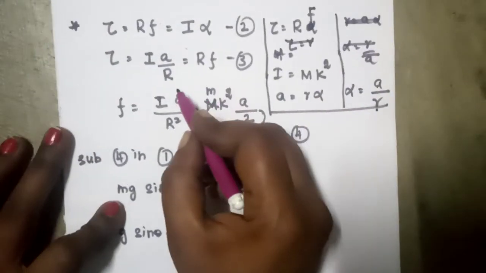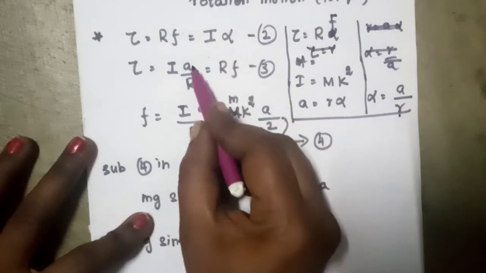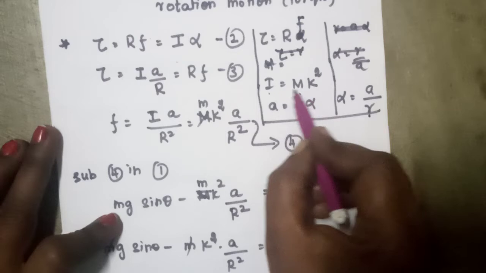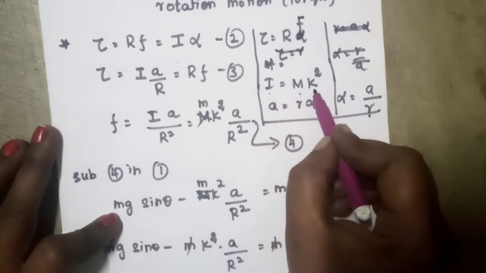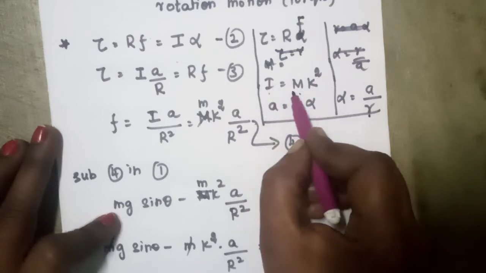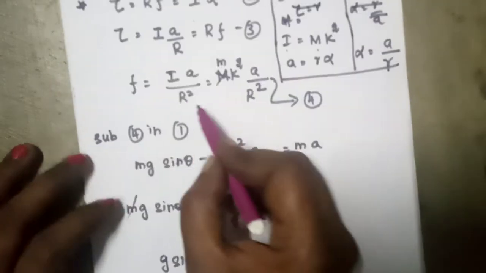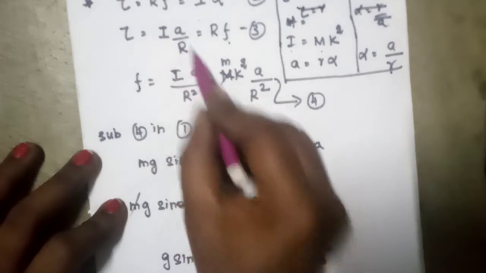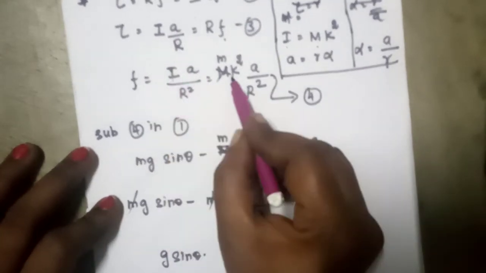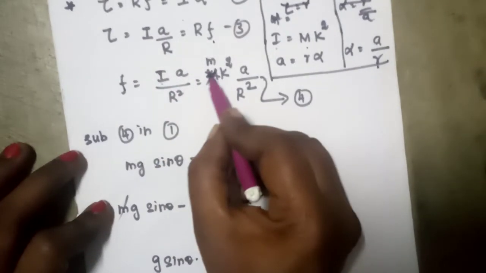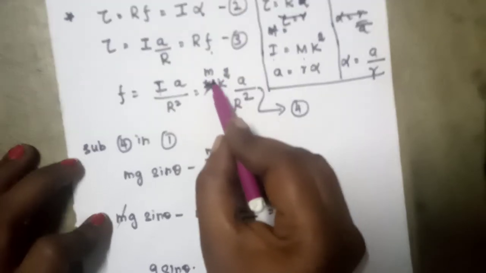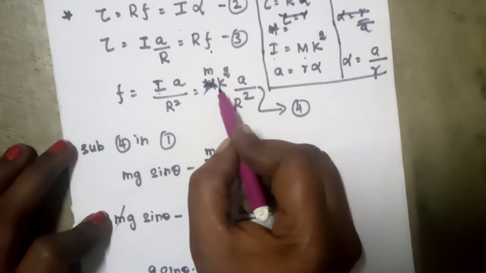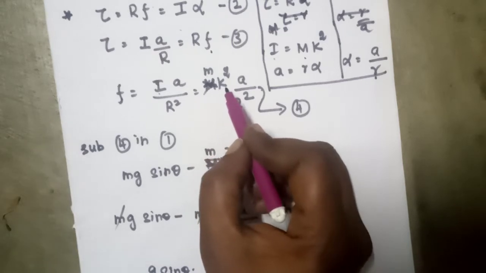Here we are using capital R, that's why in the place of alpha I am writing a by R. And I is m into k square, a general formula where k is called the radius of gyration. So I is equal to m k square. Now I am finding F, this R you bring here, so F is equal to I a by R square. In the place of I you write m k square. Small m you write, because small m is the mass of the round object.